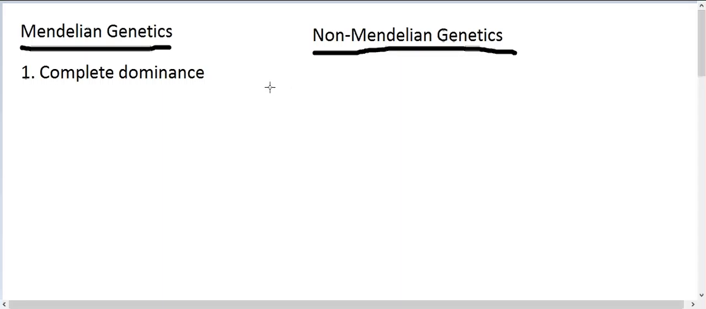Now let me give you some examples of non-Mendelian genetics. These are genetics that were discovered after Mendel's work, which would basically be after the 1900s. Mendel published his paper somewhere around 1866. I need to check on the date, but I'm pretty sure it was 1866. This stuff I'm just going on memory.